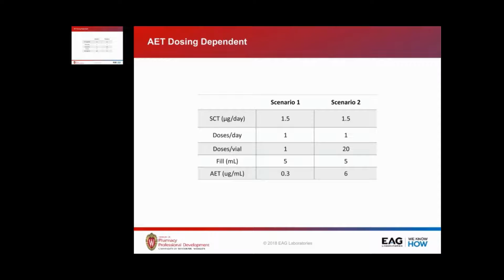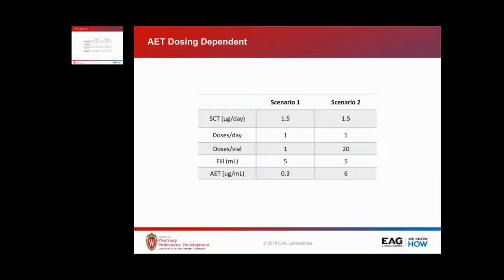Unfortunately, when you run through the math, what you'll see is that's not necessarily the case. So we have the 1.5 micrograms per day safety concern threshold, the same number of doses per day, but the doses per vial, of course, are different. They have the same fill. So what you'll see is that if we were to do it for scenario 1, yes, we could apply it to scenario 2 because the AET we have is significantly lower. But let's say we did the opposite. We did the extractables and leachables studies for scenario 2, but now we're 20 times higher than we needed to be for scenario 1. So we couldn't use the information from scenario 2. So it's always important when starting these evaluations to make sure that you take into account the dosing information.